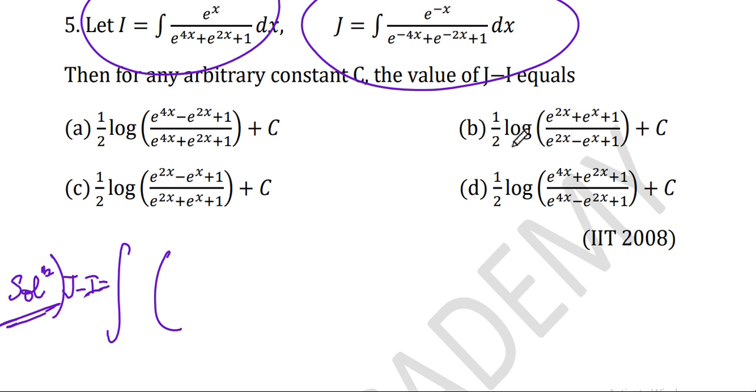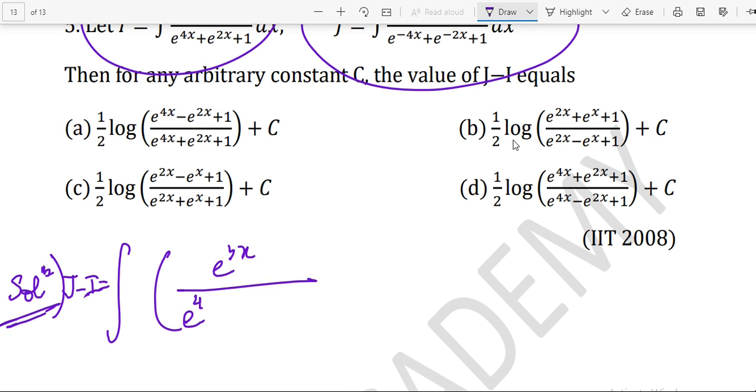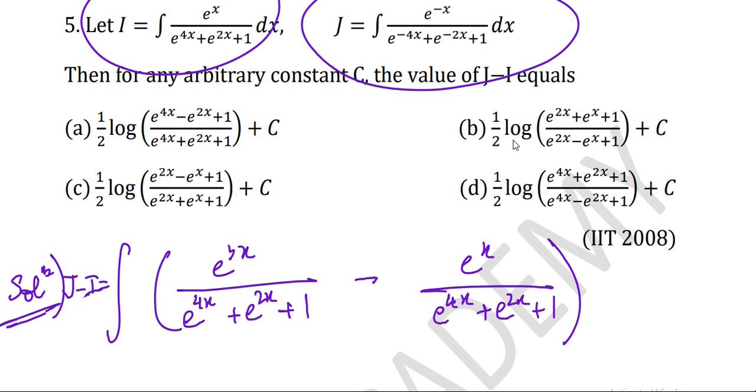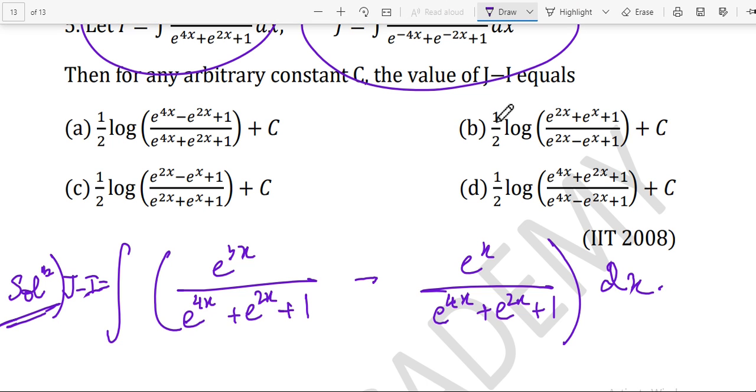So what we have to do is write this as e to the power 3x divided by e to the power 4x. This is J, e to the power 4x plus e to the power 2x plus 1, and minus I is the same thing, so I is e to the power x by e to the power 4x plus e to the power 2x plus 1 dx, the whole dx. We have to find the value of J minus I.